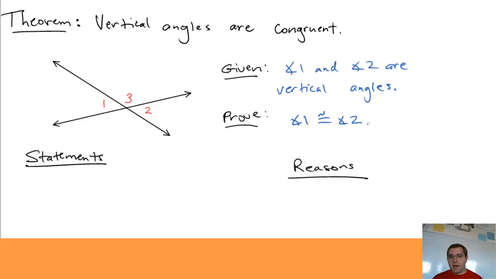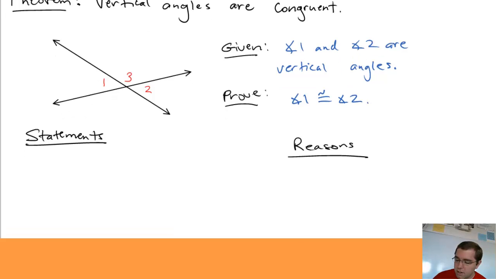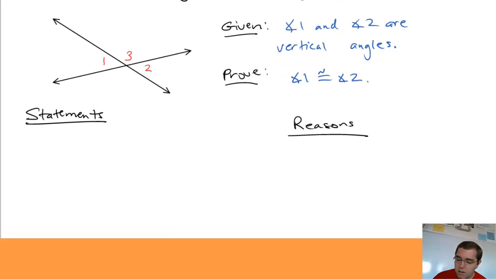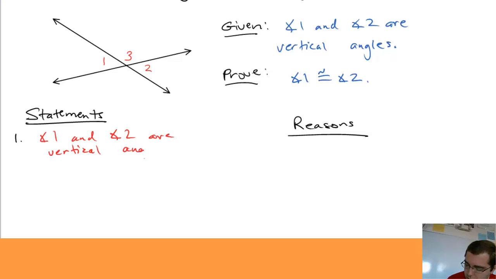And I'm showing that if I have that pair of vertical angles, or any pair of vertical angles, those vertical angles are equal in measure. They are congruent. Okay. Remember, our first statement is always what we are given. So angle 1 and angle 2 are vertical angles. Our first reason: given. That's given to us in the problem.